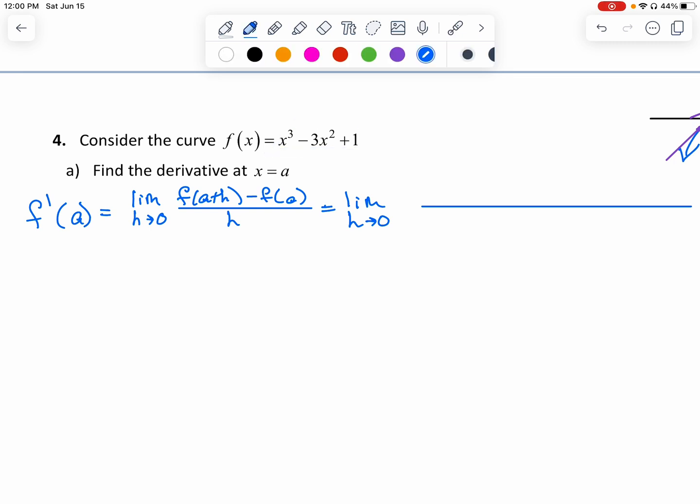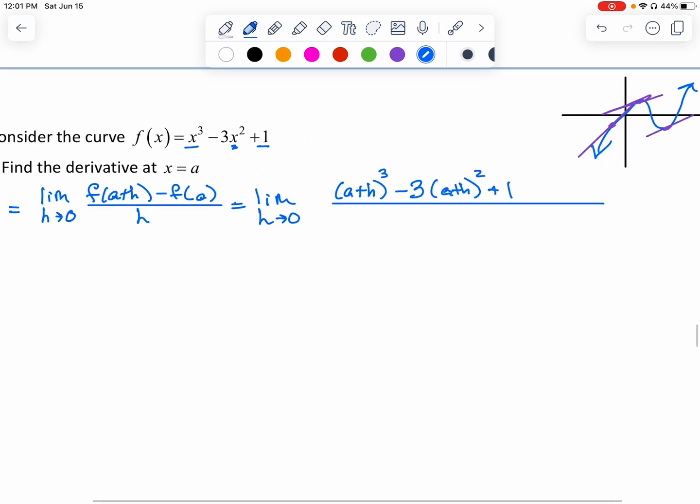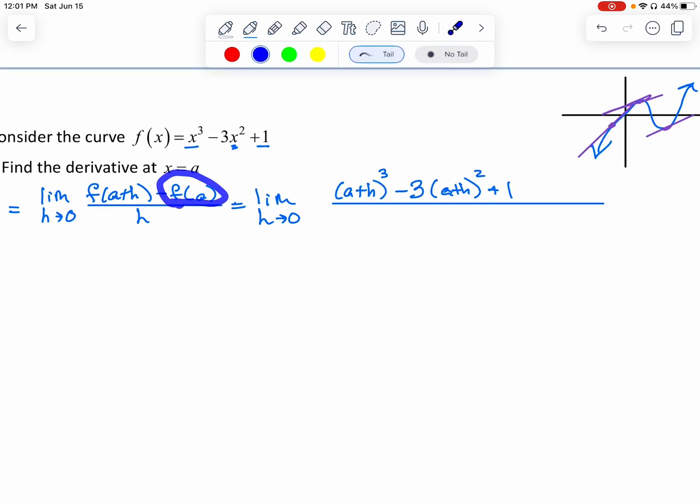So that is, for x cubed, I do a plus h, quantity cubed, and then I plug it in for the next x, and I get minus 3 times a plus h quantity squared. Make sure you're using parentheses so you have the whole quantity being cubed and squared, and plus 1 at the end. And then for the second half of the numerator, I have f of a, so I'm going to plug in an a for those x's. So that gives me a cubed minus 3a squared plus 1.